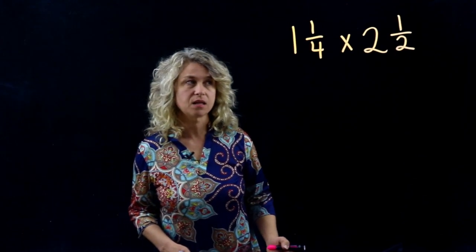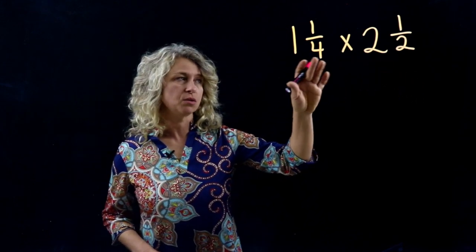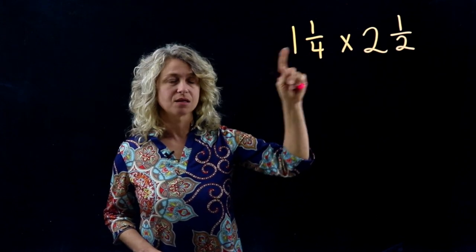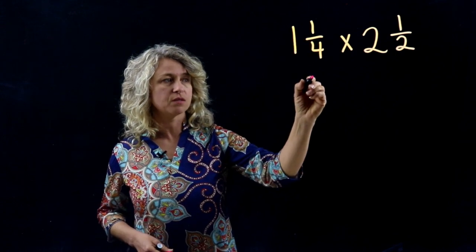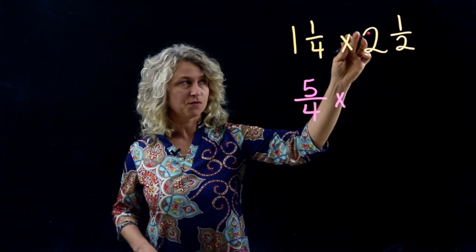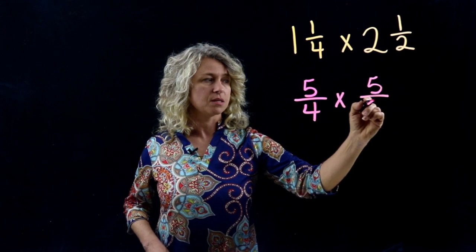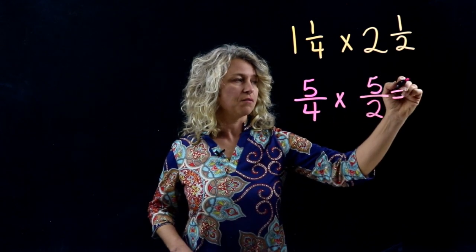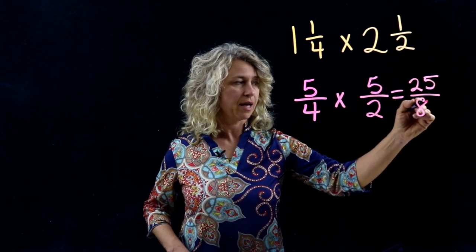All right, so let's take a look at this example. We have two mixed numbers and we want to multiply. Remember, do not multiply straight across, change them to improper first. So 4 times 1 is 4, plus 1 is 5, the denominator is 4. 2 times 2 is 4, plus 1 is 5, and the denominator stays the same. Now you can multiply straight across. 5 times 5 is 25. 4 times 2 is 8.